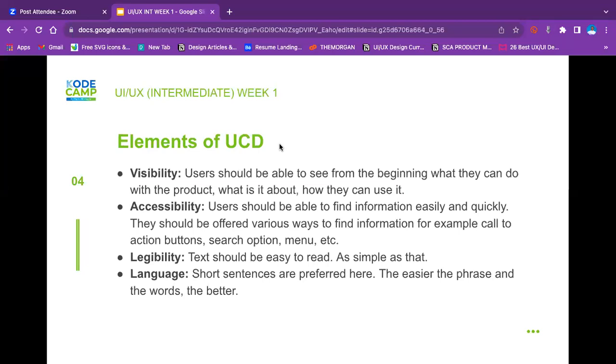Now, we also have elements of user-centered design. What are the elements? We have what we call visibility. Your users should be able to see from the beginning what they can do with the product, what it's all about, and how they can use it. So when you're designing, if you know what we call the heuristic principles, there's a particular principle that tells you that you should always include what we call help and documentation. The documentation part is telling your users how to use your product without getting confused.